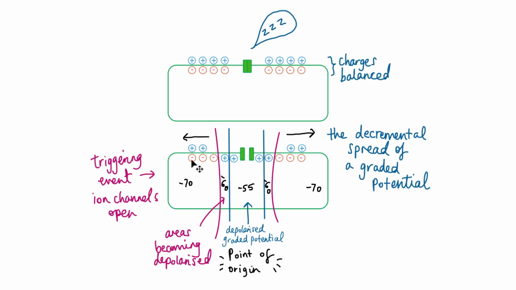The areas that show minus 70 millivolts are at resting potential. They are yet to be depolarized. Generally, graded potentials die out over short distances on the membrane. The distance they spread depends on the intensity of the stimulus or triggering event that the neuron receives.